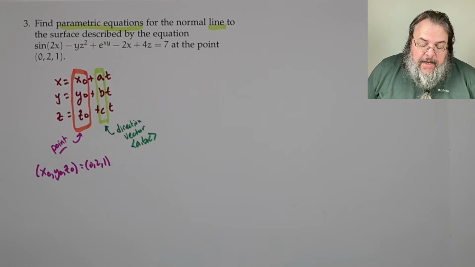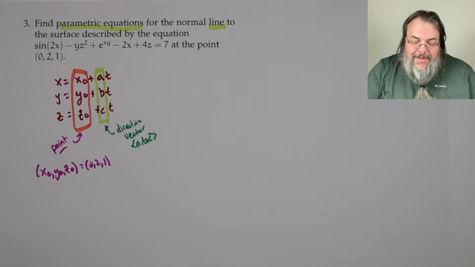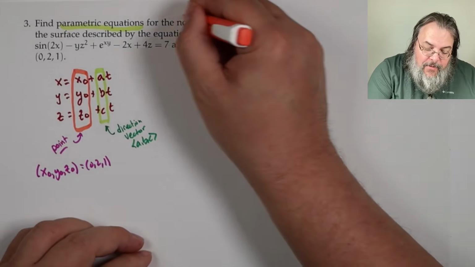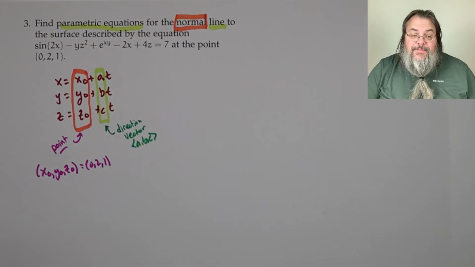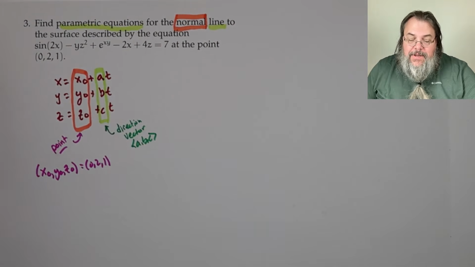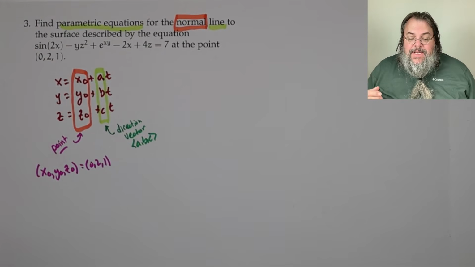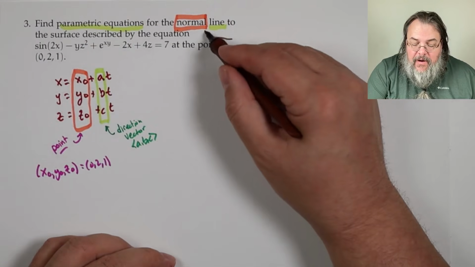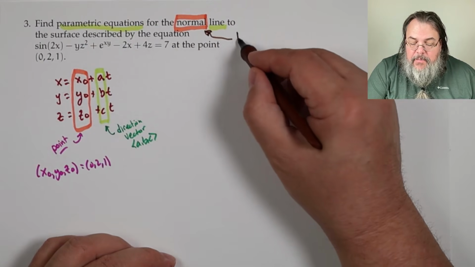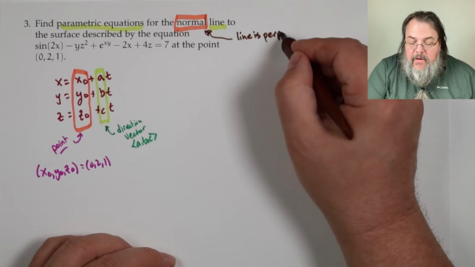Okay, so what do we have? Well, notice there was a word we didn't underline yet. Normal. Okay, so what does normal mean? When you hear the word normal in this class, you should think of it as being perpendicular. So this says our line is perpendicular to the surface.